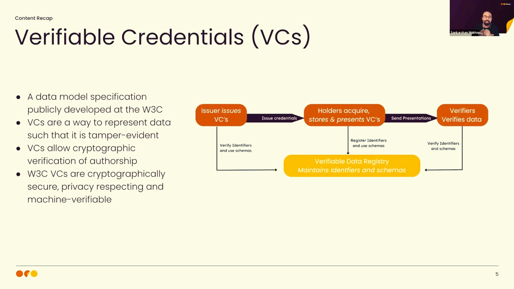In the simplest form, verifiable credentials represent data in such a way that it makes them tamper evident. It also allows for cryptographic verification of authorship. Now, these two terms essentially mean that you have provenance built in. You know who authored the credentials and where it was issued from. You are also able to see that data integrity was maintained, because tamper-evident approaches are possible with VCs. So the W3C VCs are cryptographically secure. They respect privacy and they're machine verifiable.